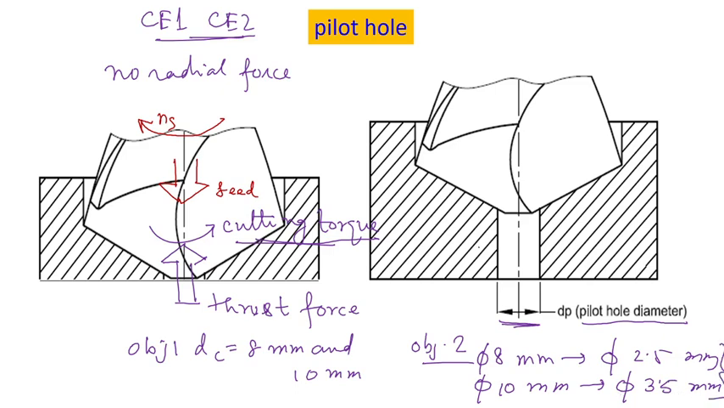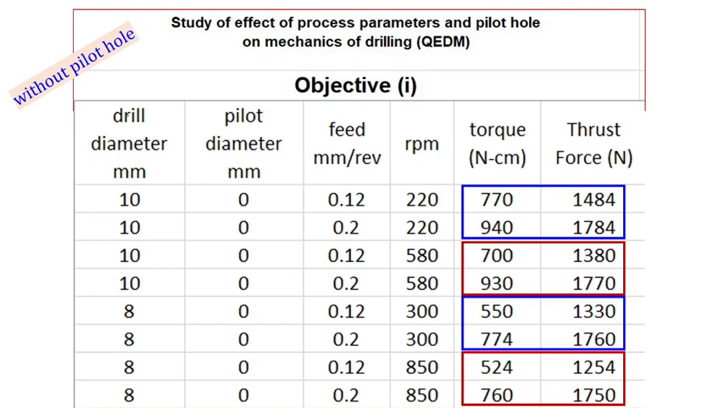And typically the chisel edge diameter, in case of HSS drill, is 1/6 of the drill diameter. So we have made the pilot hole larger than chisel edge diameter, so that chisel edge does not participate in the hole making process at all. Now this is the result without pilot hole. That means there is a solid workpiece which you are drilling. You are drilling for the first 4 experiments with 10 millimeter and the second 4 experiments with 8 millimeter.